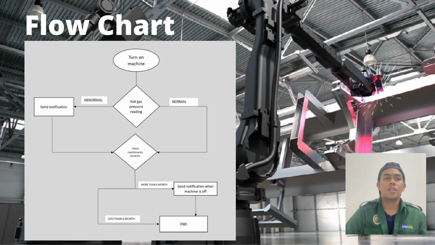Alright, as you can see, this is our flowchart. When the machine turns on, the gas pressure reading will be taken. If abnormal, a notification will be sent to the mobile phone to check maintenance. Then the maintenance duration will be checked to see if it has been exceeded. A notification will be sent if the total duration is more than 6 months.